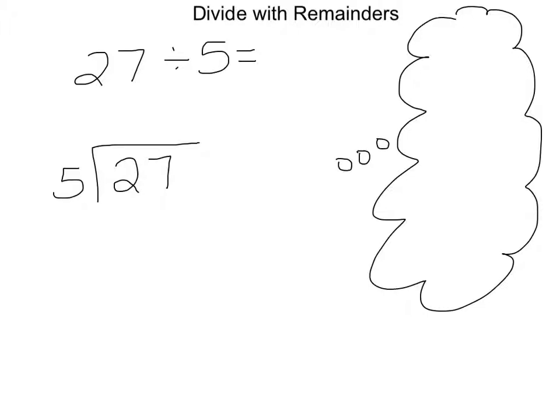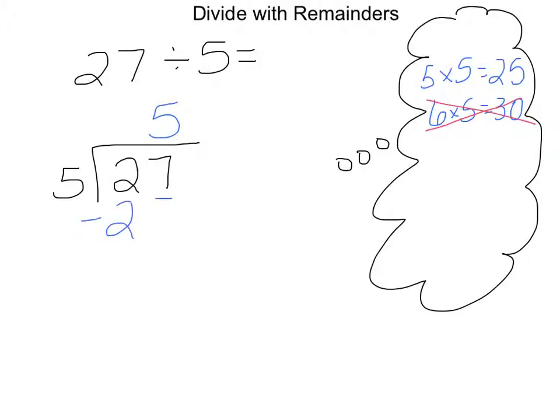So in my thought bubble, I'm thinking to myself, well, I know that 5 times 5 is 25. That's pretty close. So I have 5 groups of 5 at 25, but it's not going to quite get me there. Can I do 6 groups of 5? Well, no, because then I'd need 30, and I don't have 30. So I'm going to count that out. I'm going to say, well, let's make 5 groups of 5.